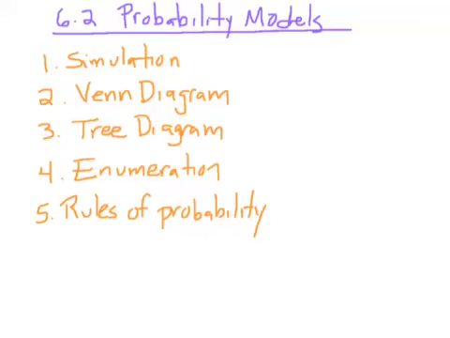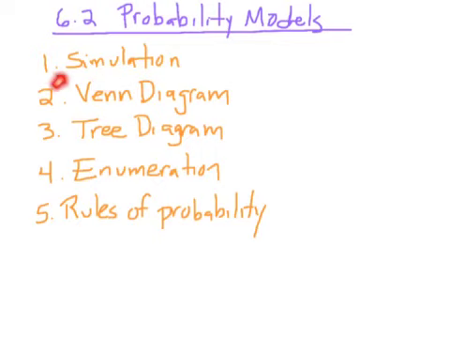So continuing on with section 6.2, we're looking again at the different ways to solve various probability problems. I wrote this list again because we're going to go back to it over and over. These are the 5 ways that we're going to talk about in chapter 6 to solve a variety of probability problems.